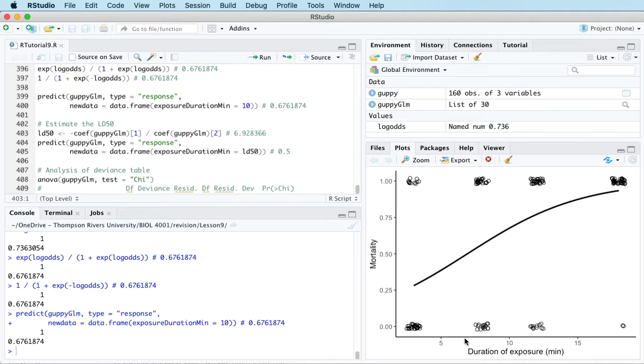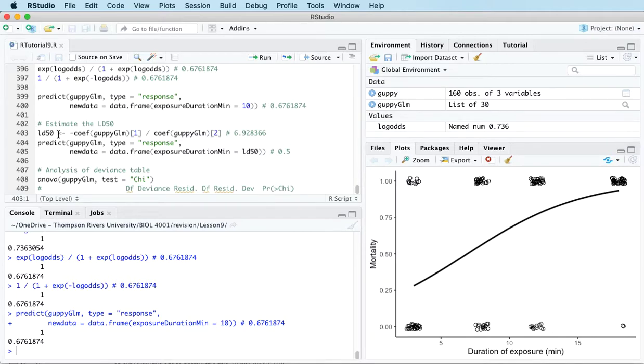So just kind of eyeballing the graph, if I trace across from 0.5 and then down to the horizontal axis, I'm getting an exposure duration of about 7. It looks like 7 minutes. So at 7 minutes, half the fish are dying on average.